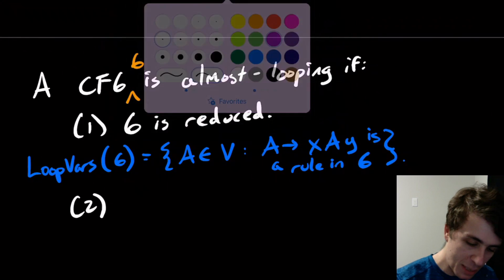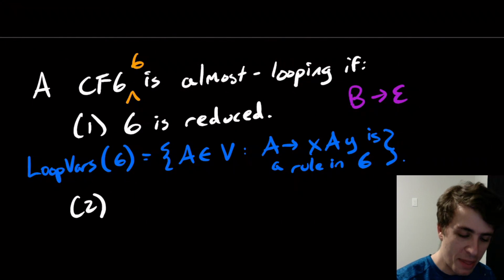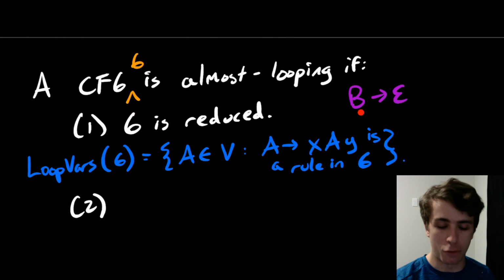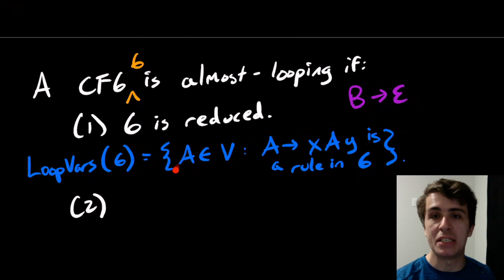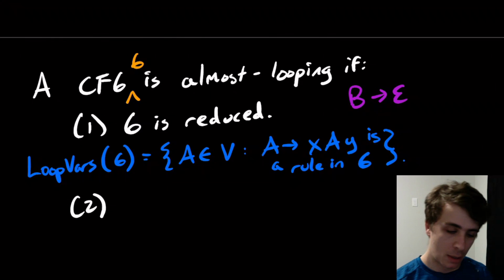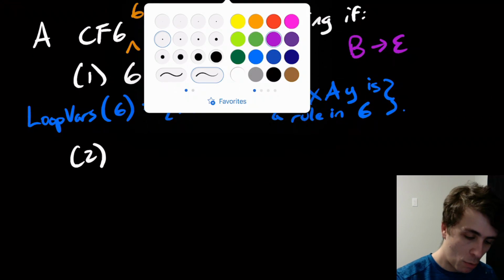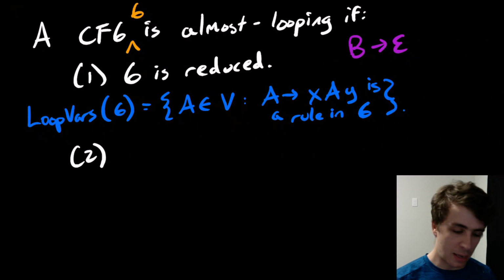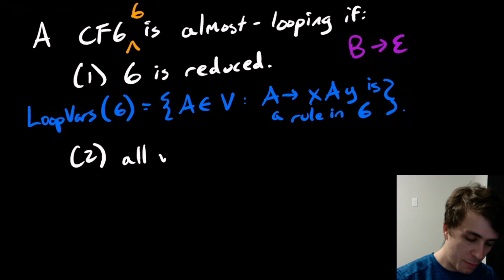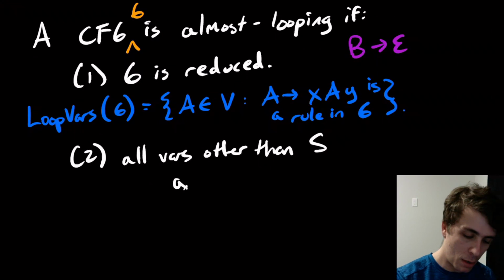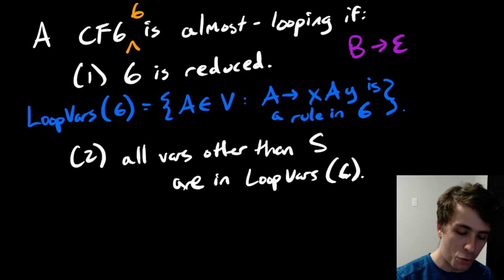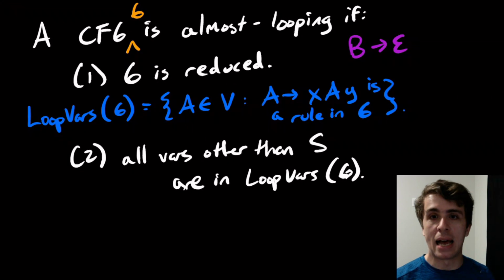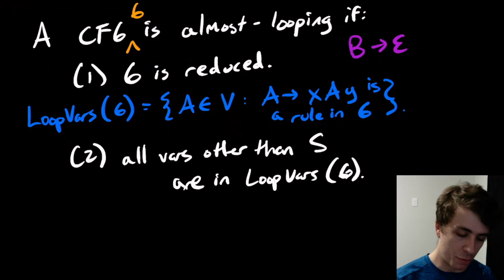So if I have, for example, B goes to epsilon, and that being the only rule that B is involved in on the left side, then B is not in loop vars of G because B is not on the right-hand side here. Okay, so almost looping, well, what does that mean about the loop vars variable? So all variables other than the start one are in loop vars of G. I haven't proven that we can always have such a grammar like this, but we will prove this.